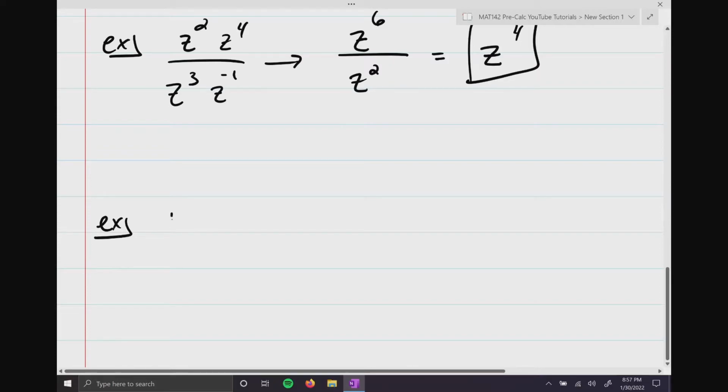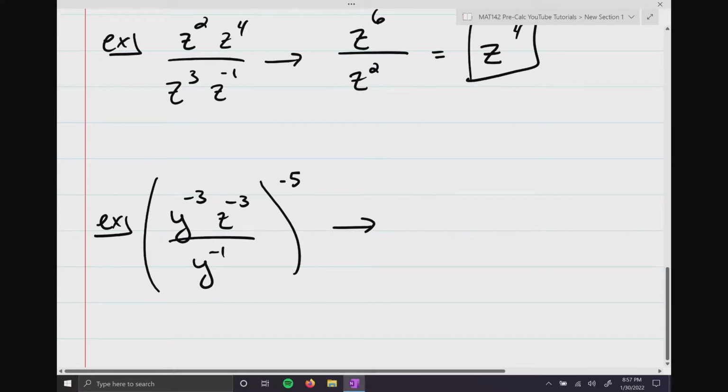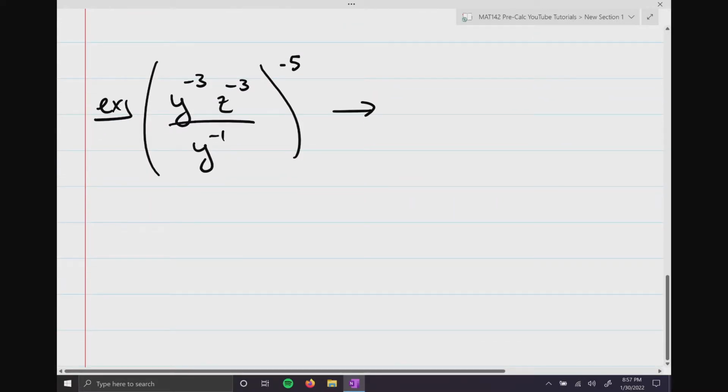Now, let's look at another one. So let's see here. We got y to the negative 3, z to the negative 3, all over y to the negative 1. And we'll raise this entire thing to the negative 5. Okay? Once again, if you can see a move and you want to make that move, that's fine with me. If not, why don't we just go ahead and do something else? So, I can see right here, highlighted in blue, I can use the quotient rule if I really wanted to. But if I just kind of slow myself down and look, I notice that I have a negative exponent on the outside. Okay, so I got this negative exponent on the outside, and all of these exponents are negative as well.